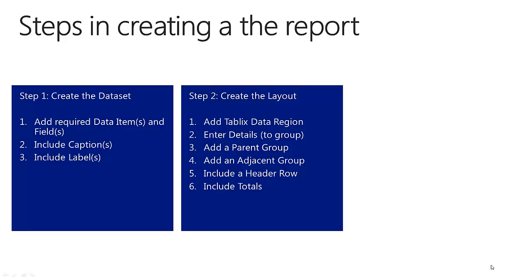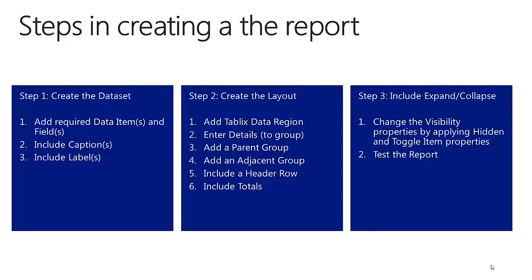So this concludes step 2 to create the layout. So we started by adding the TableX data region and then the fields, the amount from customer ledger entry that need to be grouped as details. Next, we added the parent group. We added some adjacent groups also to be able to include the totals. We added a header row and the subtotals into the TableX control.